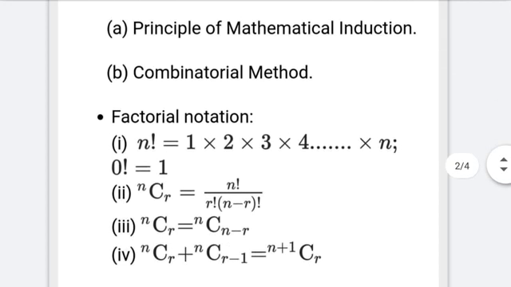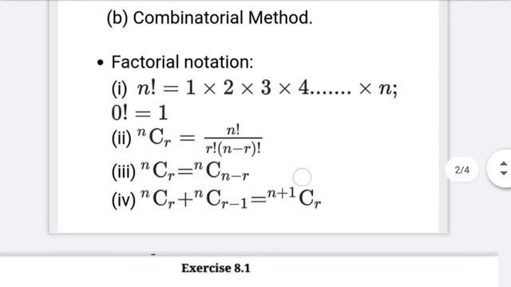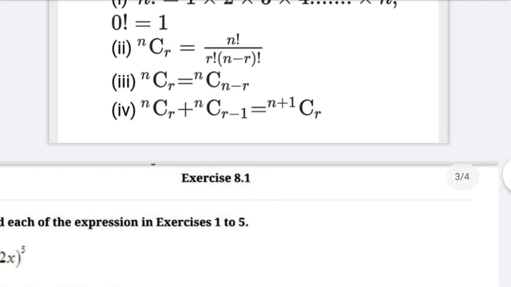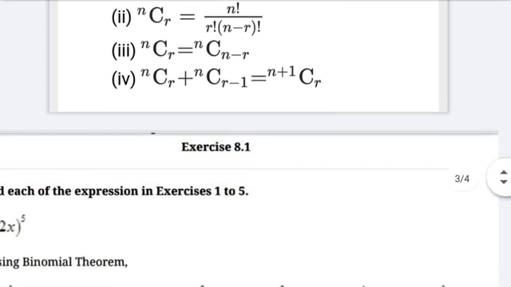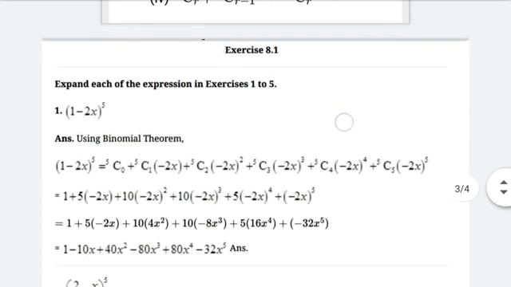Now, we already discussed the factorial notation. The factorial notation is basically the decreasing order of the terms, that is n factorial is n into (n-1) and so on, going down to 4, 3, 2, 1, right. 0 factorial is 1, then nCr is n factorial upon r factorial into (n - r) factorial. Next, nCr = nC(n-r), and nCr + nC(r-1) = (n+1)Cr, right. This is the formula which we are using again in this chapter.